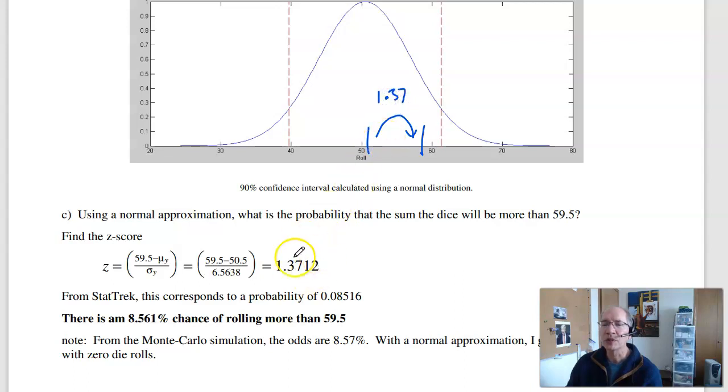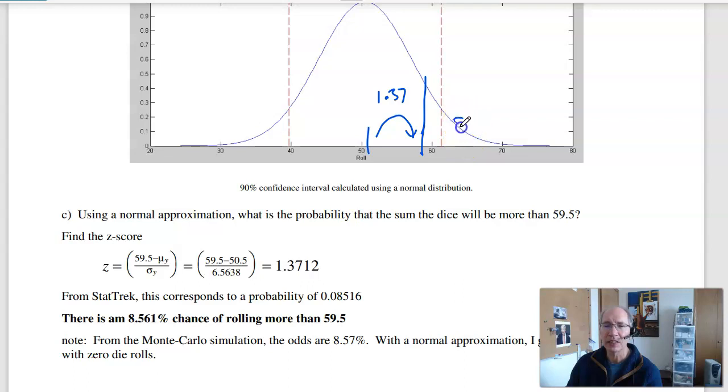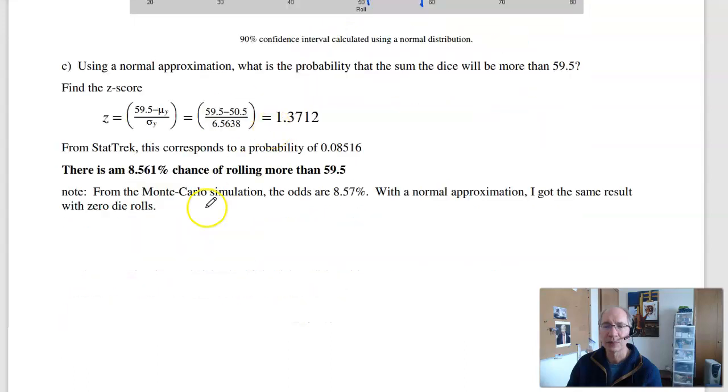Go to a normal table, find the number 1.37, and find the tail. It will tell you that the tail is 8.56%. So the other area is over here, 91.44%. Again, that matches with Monte Carlo. Monte Carlo was 8.57%. Here it's 8.56%. I basically got the same answer with 0 trials. That's part of the power of statistics.